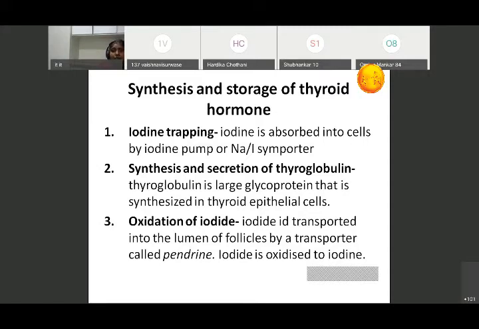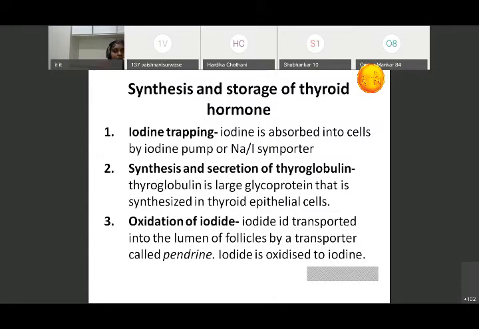Now write down, please, this is very important. You can see this figure, which I will show you. Write down the stages of synthesis of thyroid hormone.